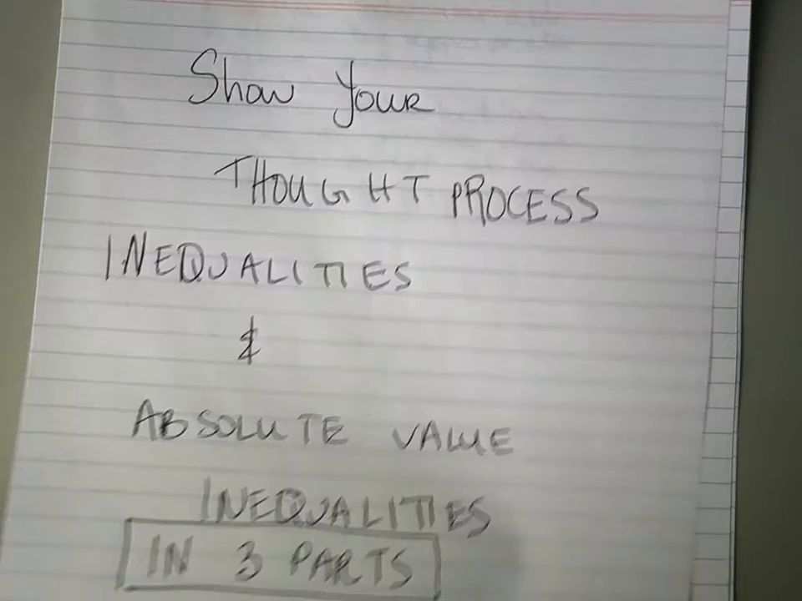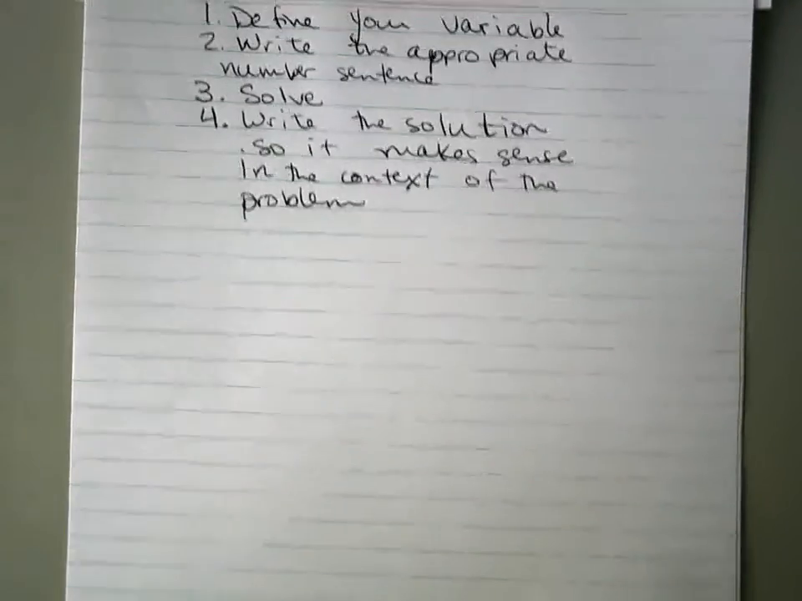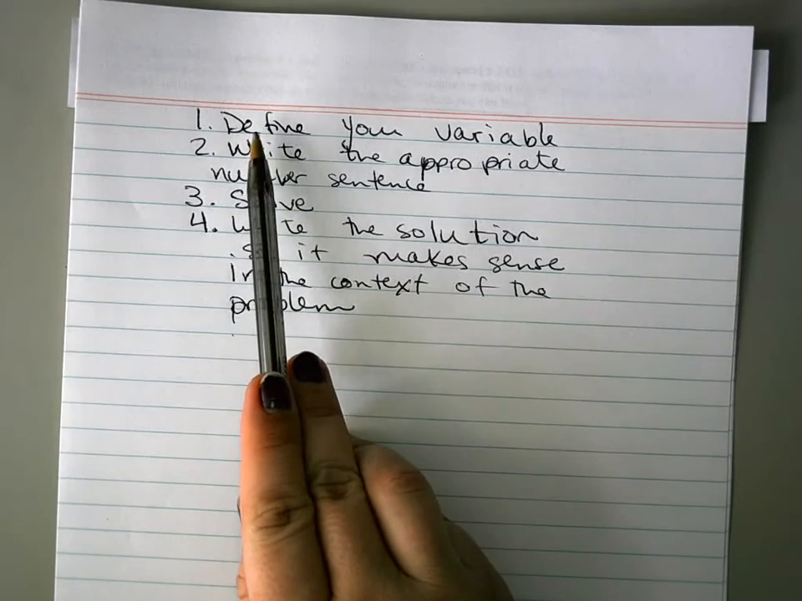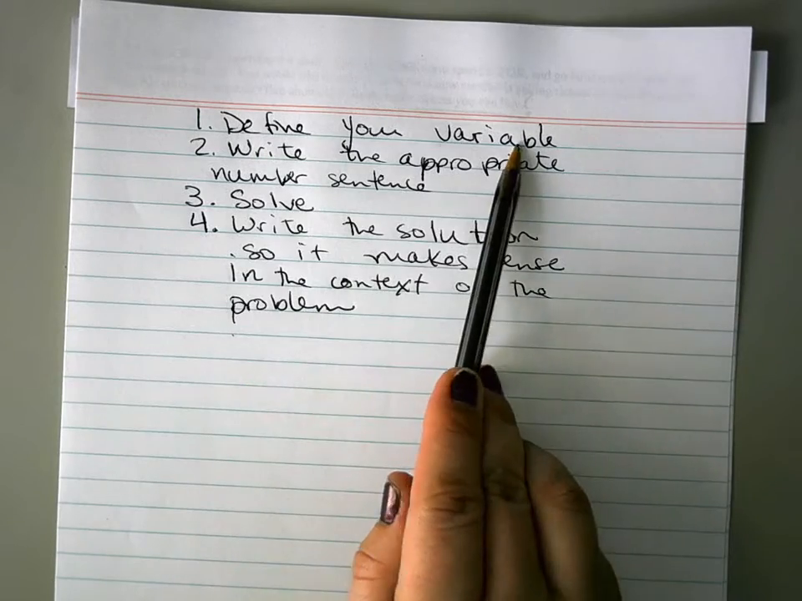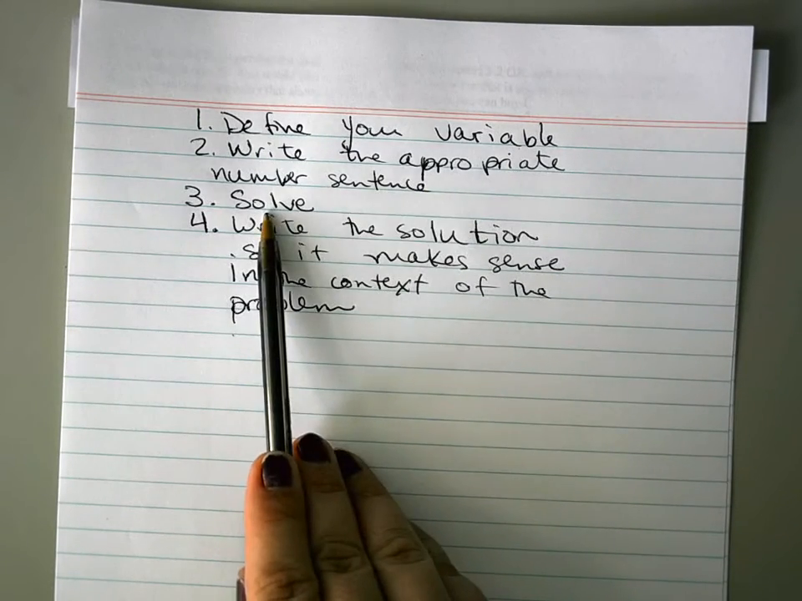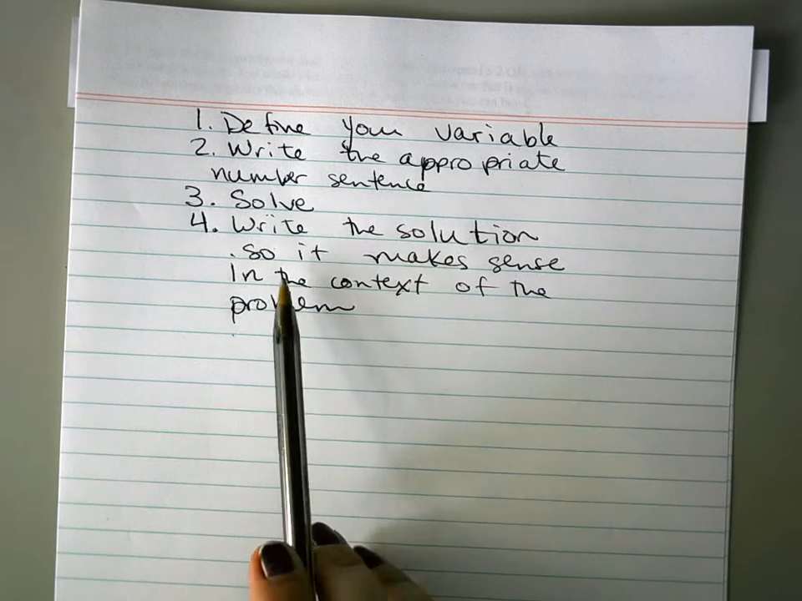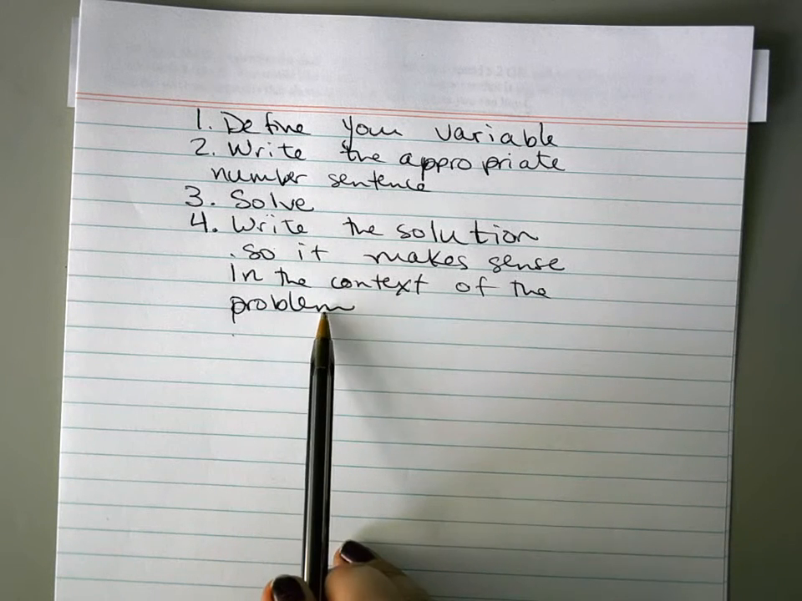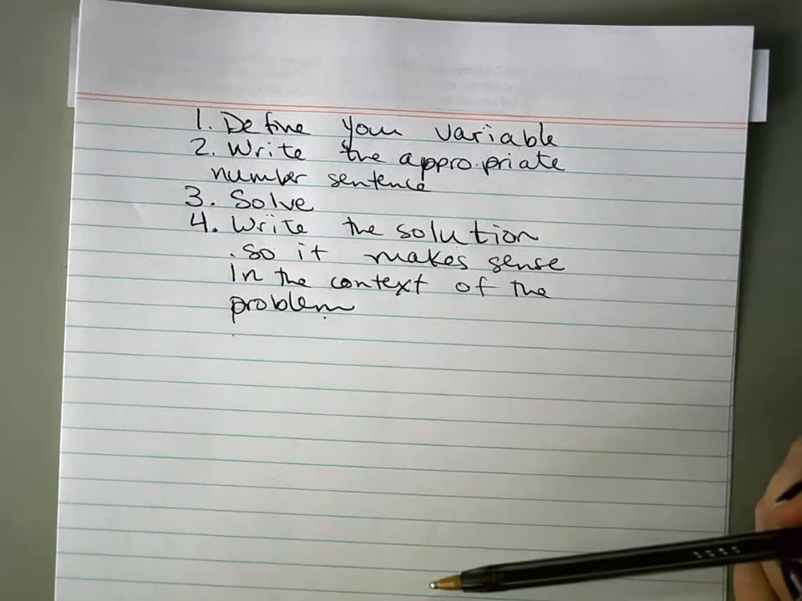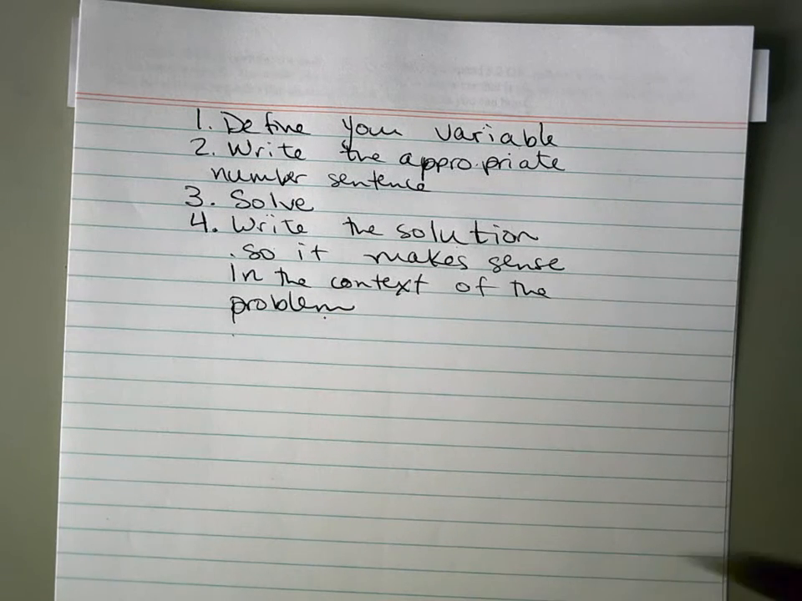As I showed in the application with the equation, there are 4 things that you have to do for every single application. Define your variable. Write the appropriate number sentence, solve it, and then finally write the solution so that it makes sense in the context of the problem. I'll talk more about every single one of these and how to do it for certain problems. This is part 1.